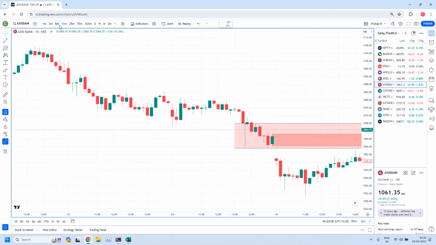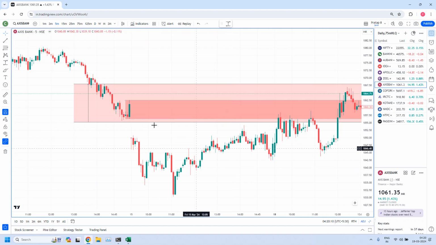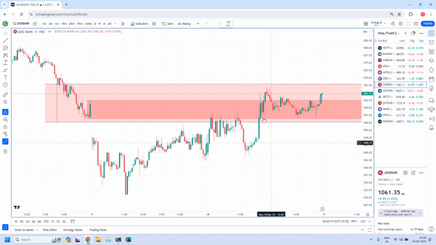We need a demand zone inside a demand zone, and we need a supply zone inside a supply zone, but we found a demand zone inside the supply zone. So finally the zone is violated.